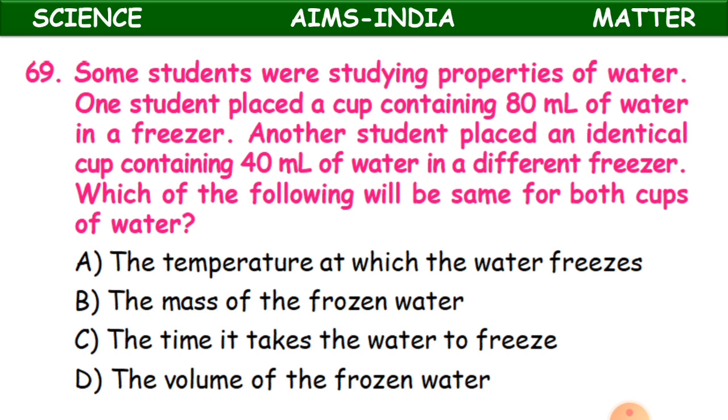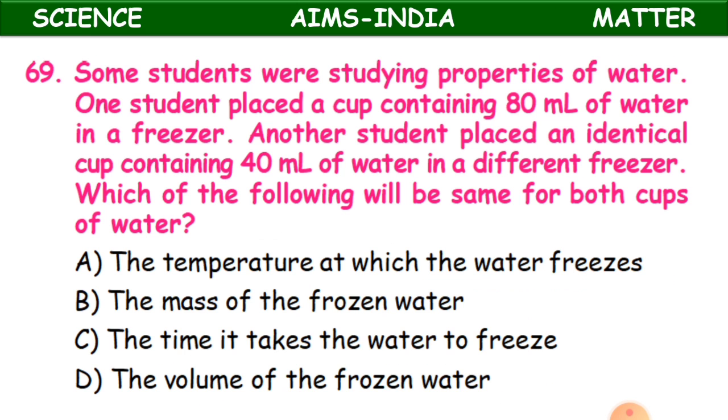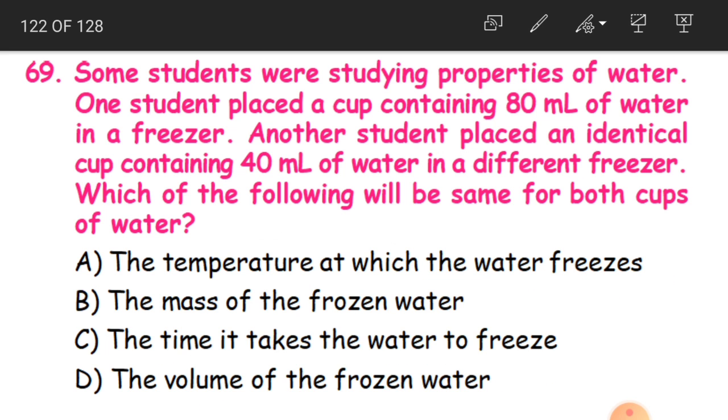Another student placed an identical cup containing 40 ml of water in a different freezer. So another student took the same type of cup and kept 40 ml of water in a different freezer. Which of the following will be the same for both cups of water? Here you have got 4 answers, children. From this, which statement is going to be the same for both cups of water?